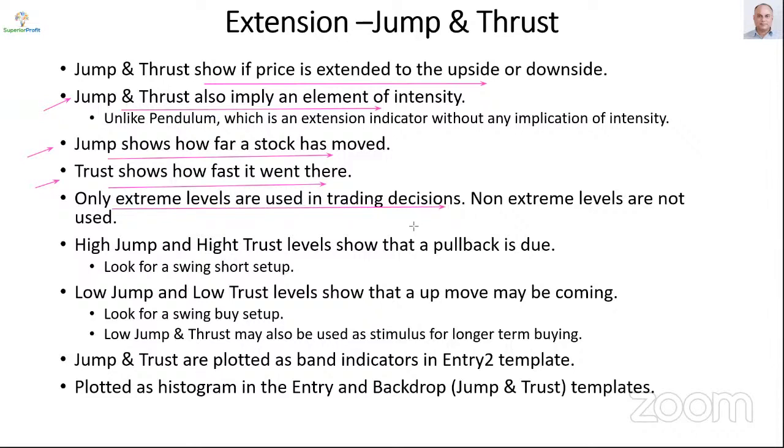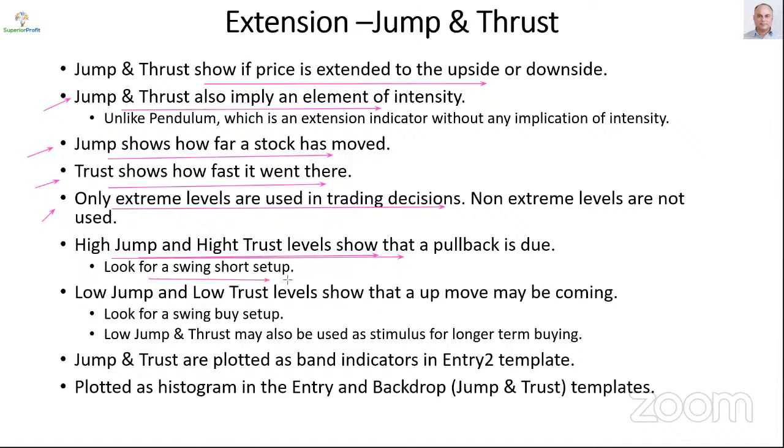The extreme levels are normalized, so we don't have to look at any threshold. Non-extreme levels are not used in making trading decisions. High jump and high thrust levels show that a pullback is due. Doesn't mean it will happen, but we will be alert. Often it happens though, when jump and thrust both become extreme high, many times a pullback happens, but that is not a trade signal. We have trade setups to use, but this helps us anticipate a trade.